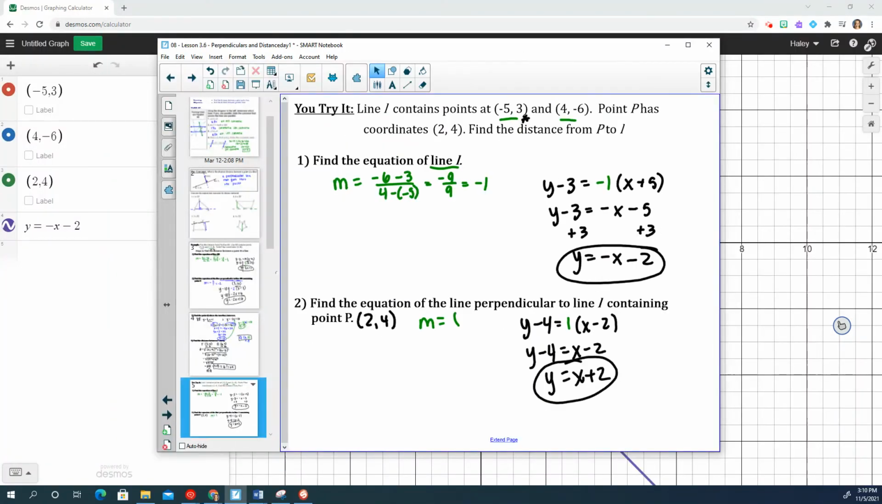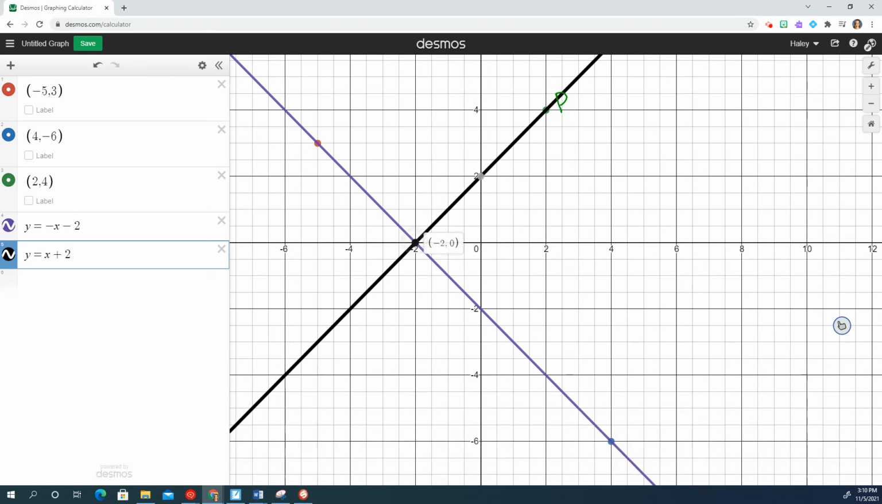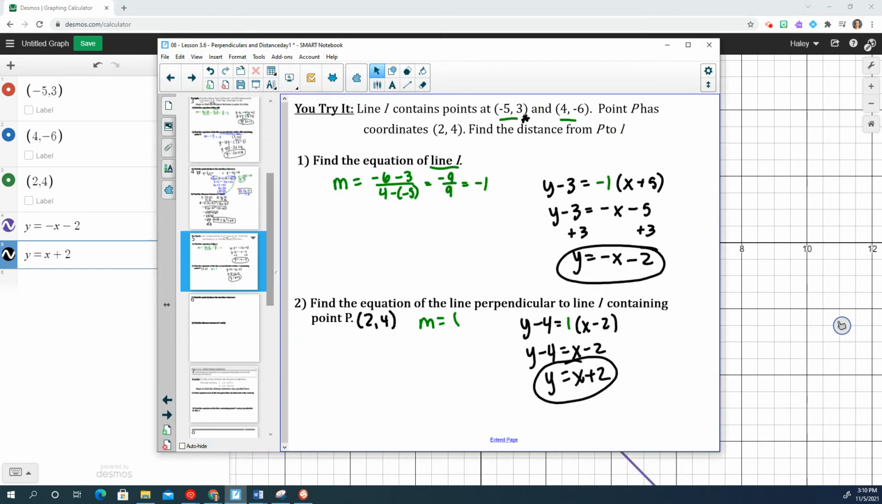All right, let's plot that quick and see if that looks perpendicular and passes through that point P up there. Y equals x plus 2. Okay, passes through point P. Does it look perpendicular to my purple line? Yeah. All right, now you got to find where they intersect. Now, Desmos is telling you the answer, but you're going to have to do this algebraically.